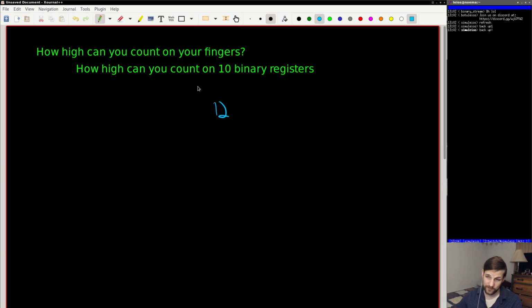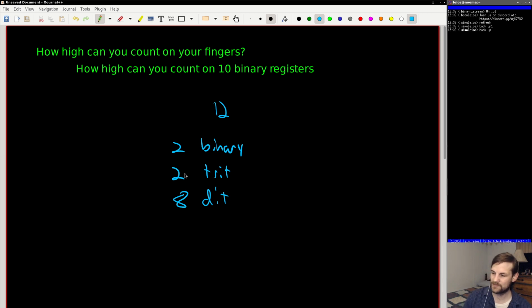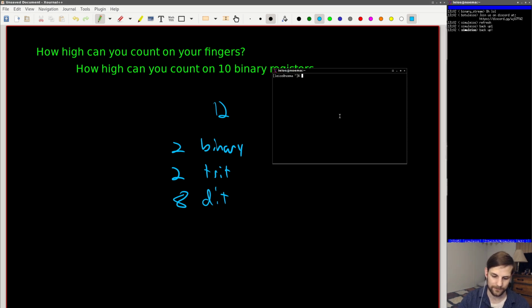Or you could say you have 2 binary registers, 2 trits. So you have 2 binary, 2 trit, and then a dit for 4. So you could say that you have this, in which case it would be... oh, I don't know what that would be. 2 to the 2 times 3 to the 2 times 4 to the 8. What does that put together?